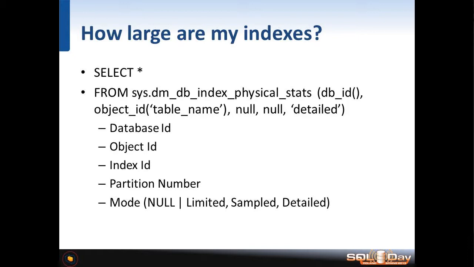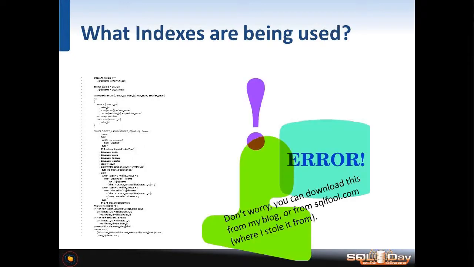If you want to know what indexes are being used and which ones aren't, feel free to download this code and take a look at it. I'm not going to make you copy it off the slide. You can either grab it from my blog or from SQLfool.com, because that is who I ungracefully stole this from, because I'm too lazy to write my own. All this is looking at is sys.dm_db_index_usage_stats. That is going to tell you how often indexes are touched, how often they are updated. This will tell you which indexes are being used, and most importantly, which ones aren't, that you can probably remove safely from your database.